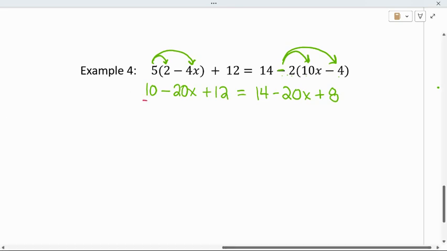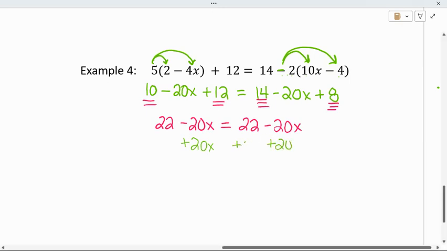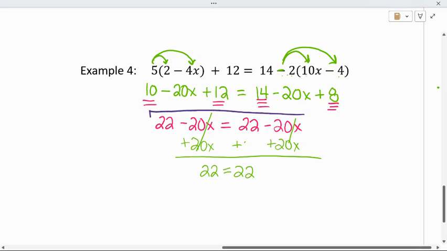Let's see. I can combine my 10 and my 12. 22 minus 20x equals, and I can also combine my 14 and my 8, which is 22 minus 20x. So if I were to add 20x to both sides, you would see that these cancel out and I get a number statement that is true. 22 equals 22.